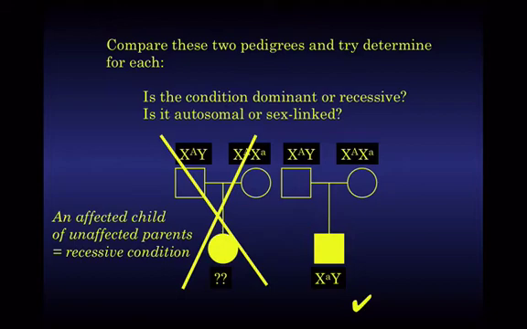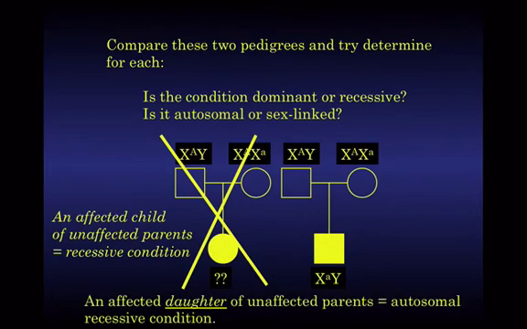So, put another way, if you see a situation where you have an affected daughter of two unaffected parents, this is now diagnostic for an autosomal recessive condition. It's not possible for this inheritance pattern to be displayed for a sex-linked recessive.